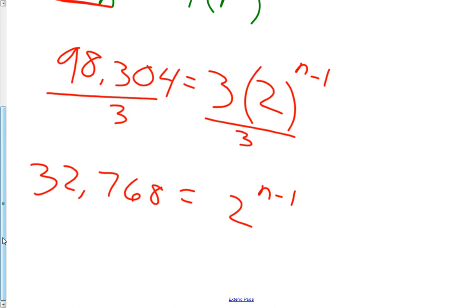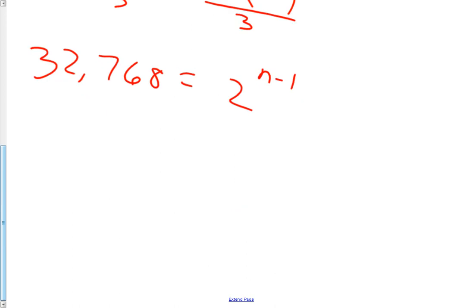All right, now to solve for n, there's a couple different ways that you can do this. What I might recommend is this has a base of 2. See if you can get this to be a base of 2. So 32,768, is that a power of 2? Can you raise 2 to a number and get 32,768? Why don't you guys pause the video and try that a few times.